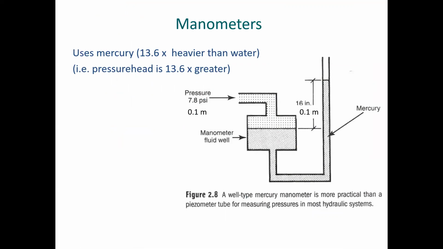Sometimes we might use manometers. A manometer has mercury in it. Notice it says here that mercury is a lot heavier than water. So the idea in this case is to see how much the mercury is pushed. It's going to be pushed a lot less, and you're going to need a lot less tubing. So really it's basically the same idea.